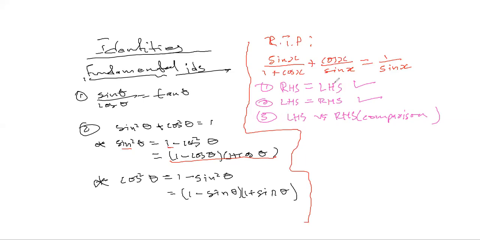So these are the three possible ways that we can use. Now looking at this problem, if you ask me which method I would use, I'm going to go for two, where I show that the left-hand side is equal to the right-hand side.